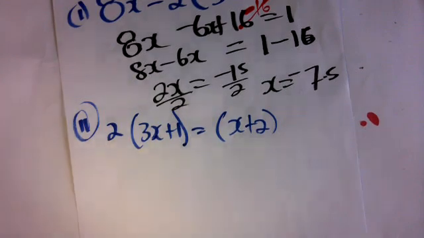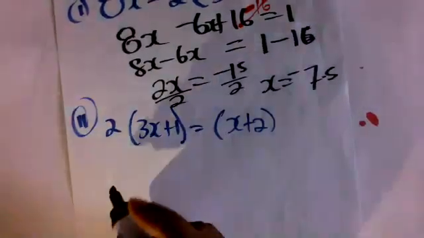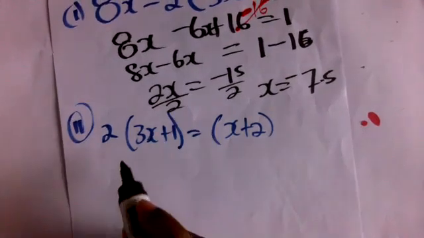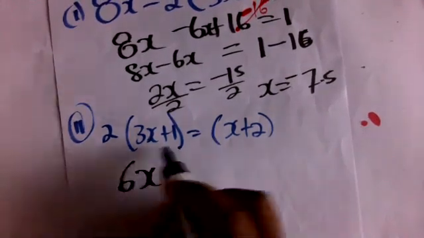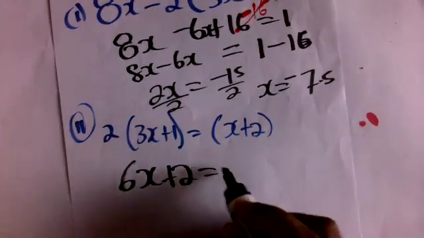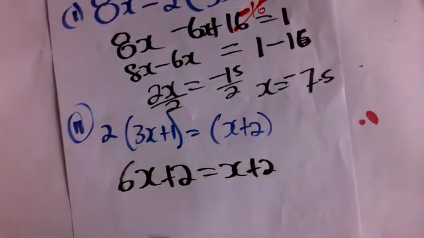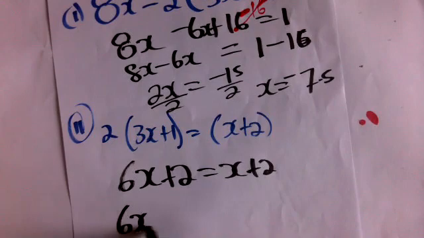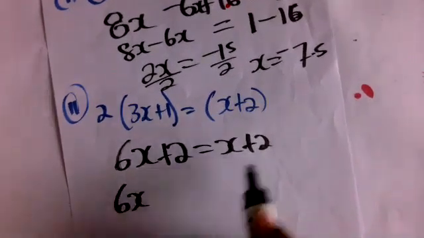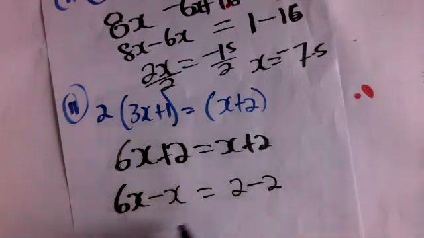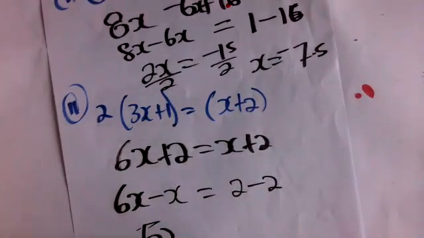All right, so we expand the bracket. So it will be 2 times 3x, which is 6x, 2 times 1, which is 2, and is equal to x plus 2. All right, so we can simply group the like terms. So 6x, we bring over this x, so minus x is equal to 2 minus 2, that is equal to 5x.